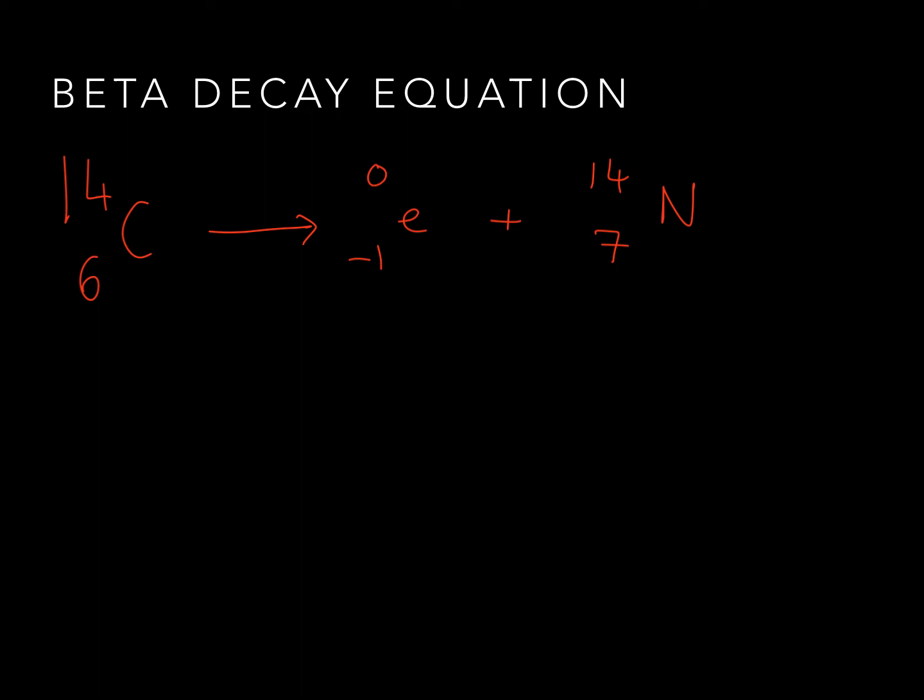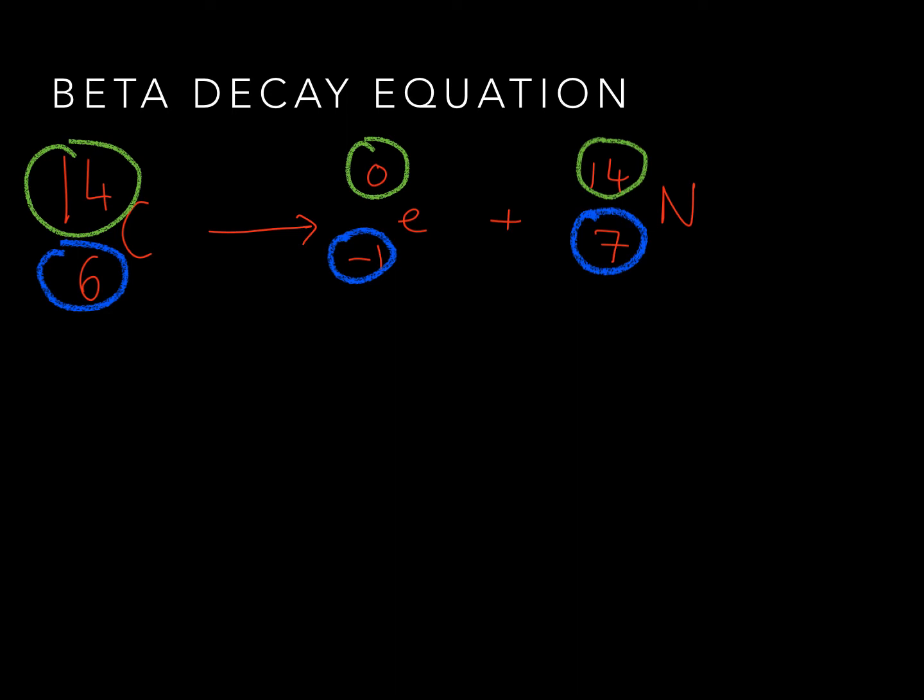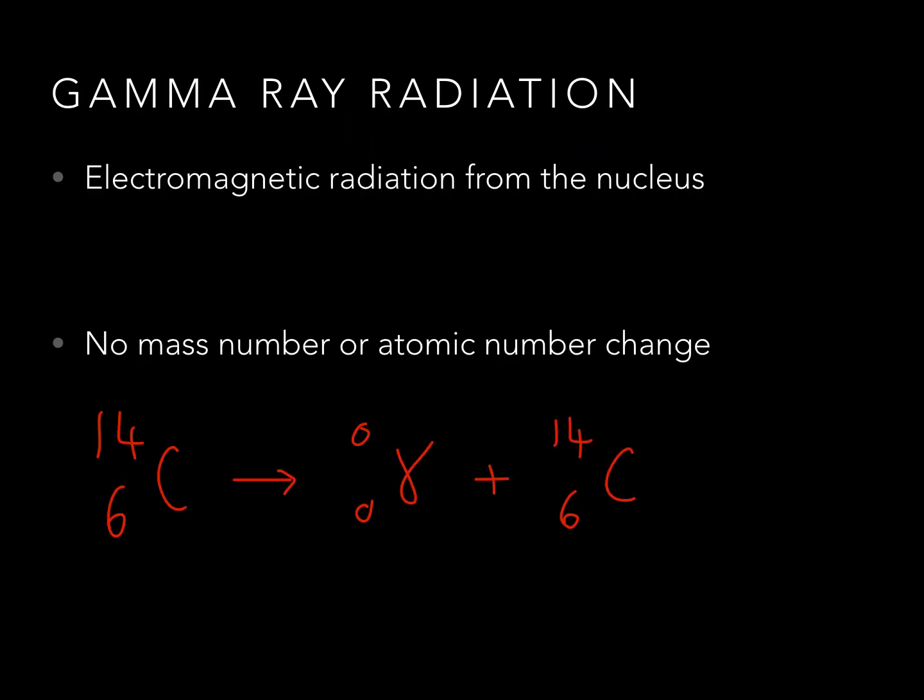Plus nitrogen 14, 7. If you notice, you'll see that the number 14 at the top equals 0 plus 14, and the number on the bottom in the blue circle, 6, equals -1 plus 7. So it's balanced. Okay. In gamma radiation, electromagnetic radiation is emitted from the nucleus.